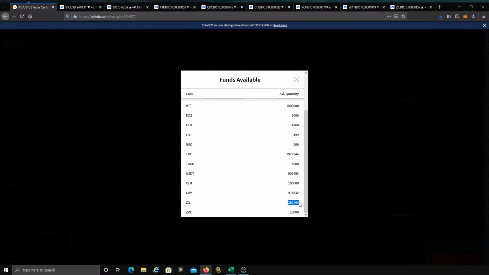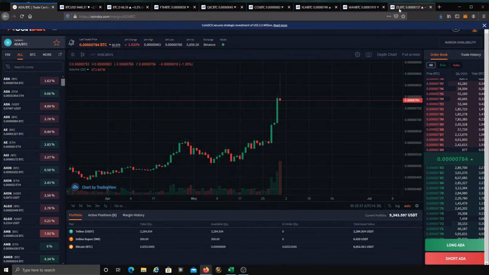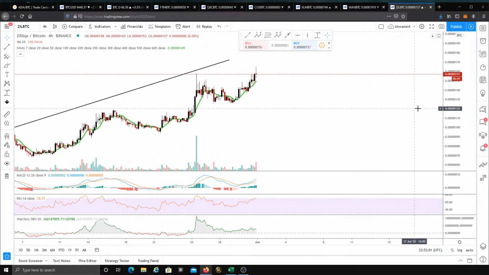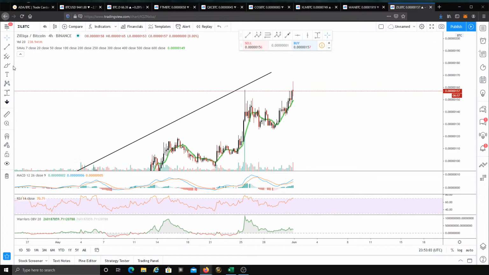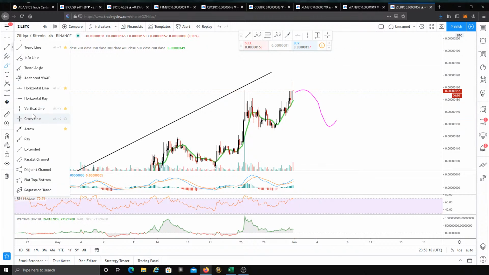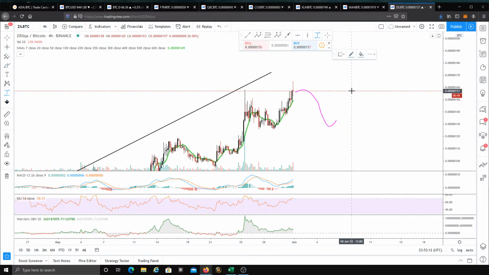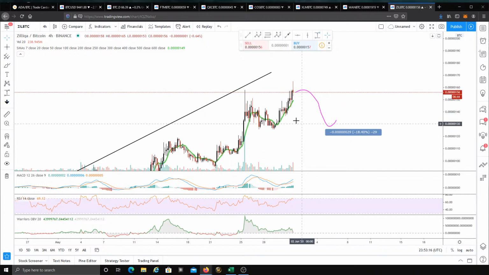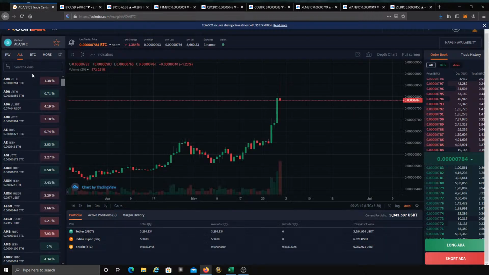So ZIL, I know Zilliqa is one that we're waiting and watching to see if we can short. There's 262,000 coins available to short. Okay, so if we're waiting for this to roll over, and let's say we want to short it down to there. Okay, so that's got an 18% potential to fall if this were to roll over.